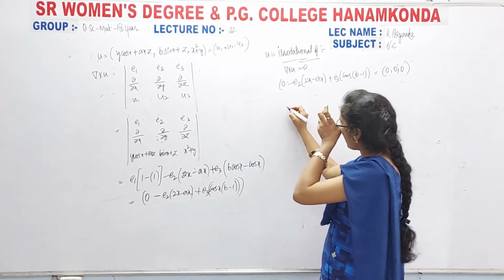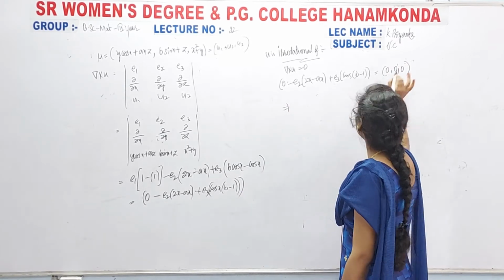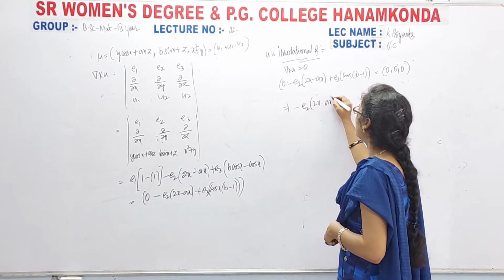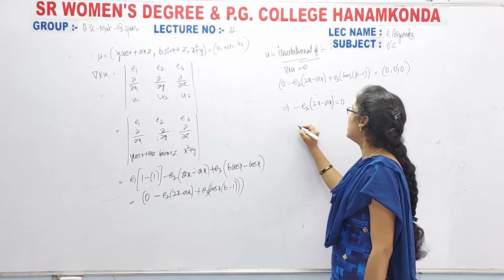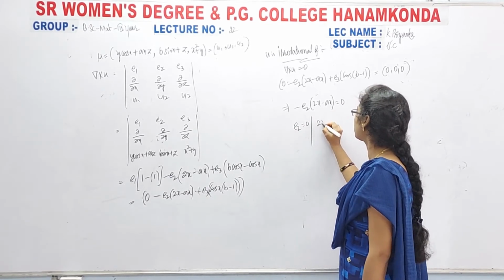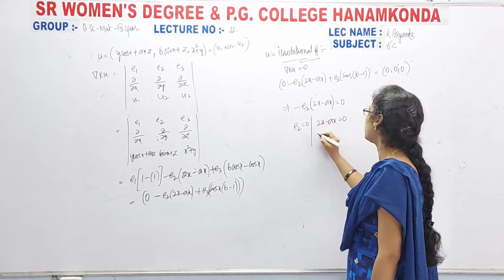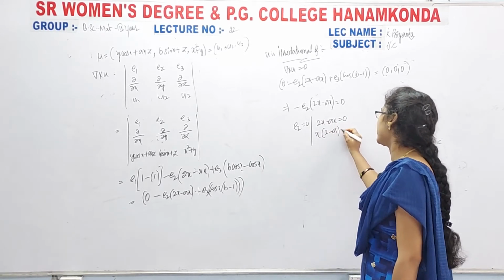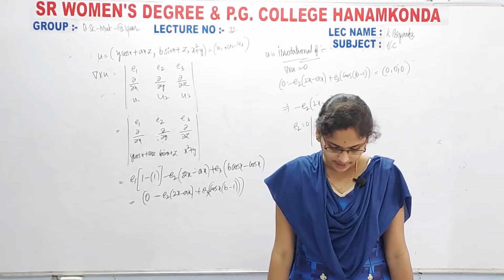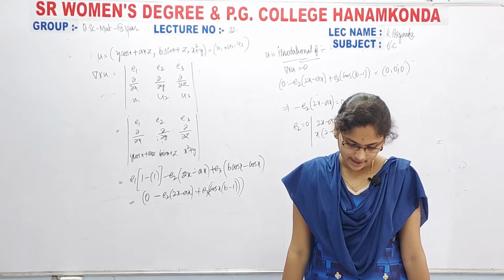So here I am simply taking 0 is equal to 0, and for this one, minus e2 of 2x minus ax is equal to 0. Therefore e2 is equal to 0. Another one is 2x minus ax is equal to 0, so x of (2 minus a) is equal to 0. Actually, here we have to find the value of a.